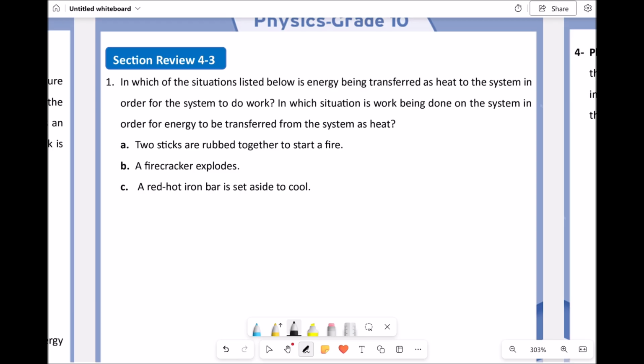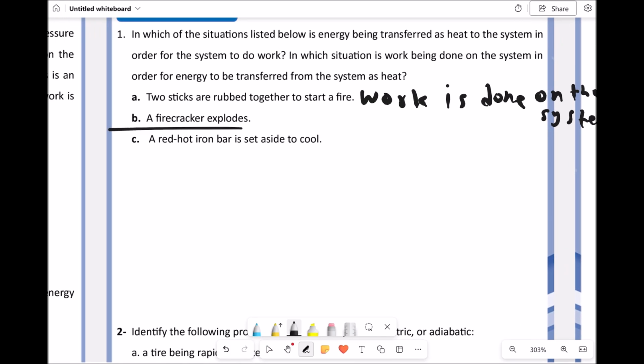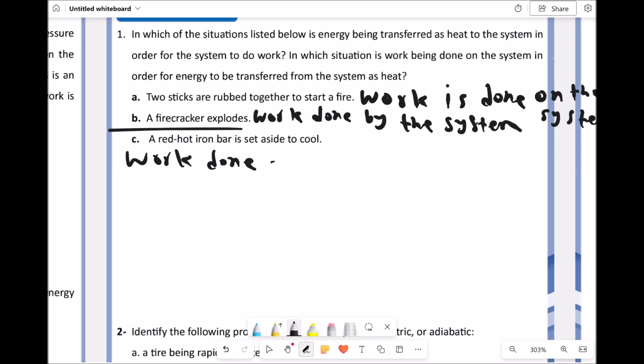So basically here, work is done on the system. This is work done on the system. Firecracker explodes. This is work done by the system. We have the last one. A red hot iron bar is set aside to cool down. So this one is going to be work done by the system.